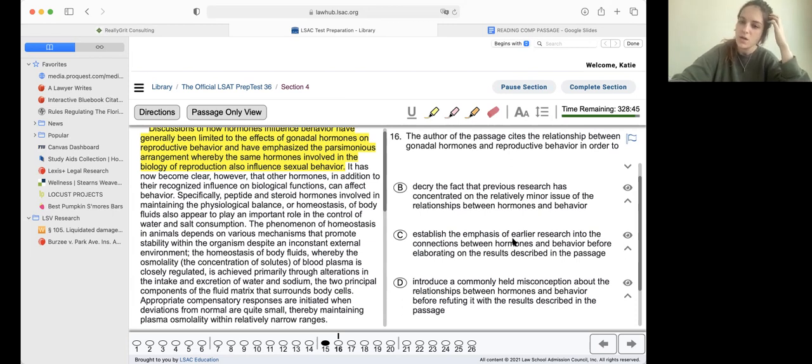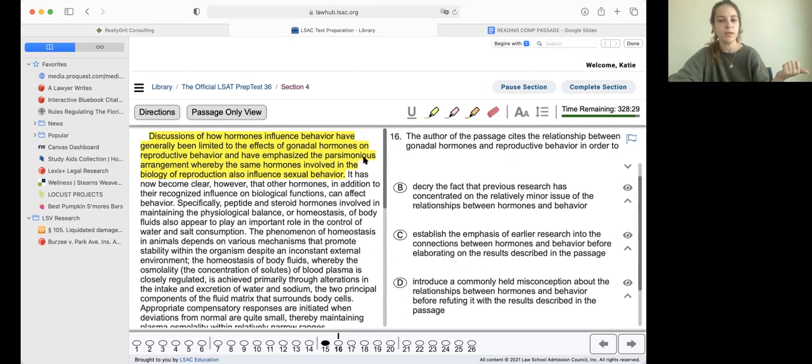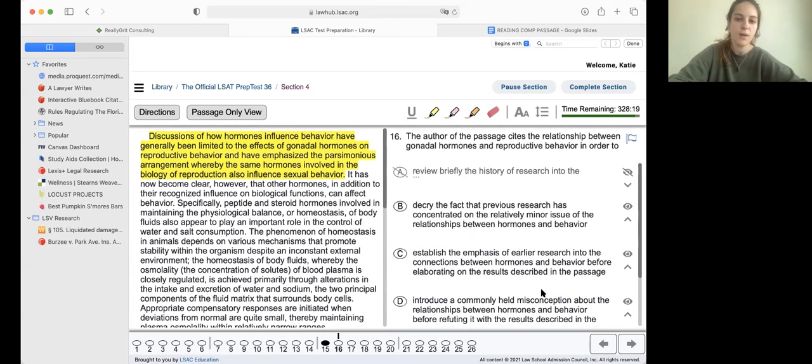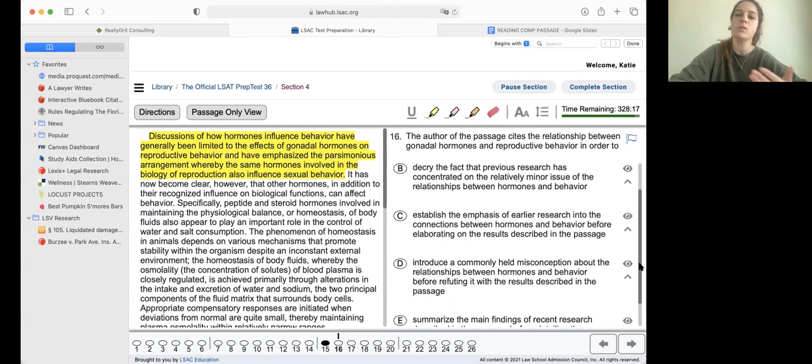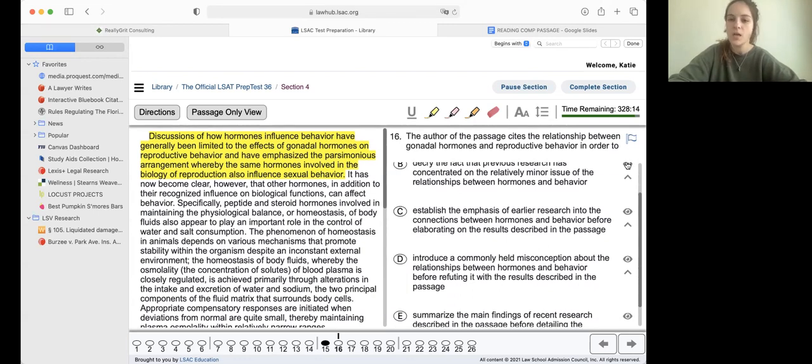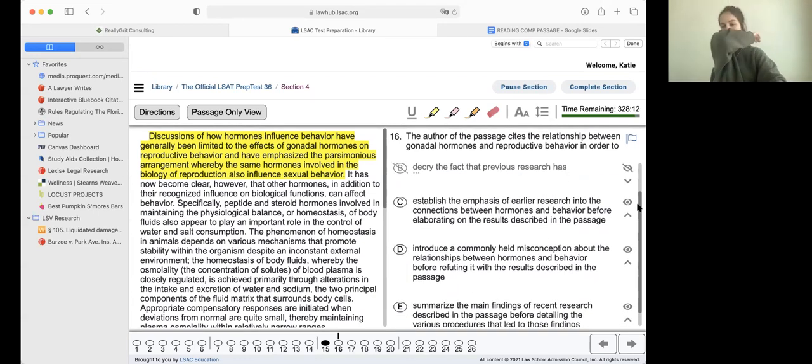Establish the emphasis on earlier research into the connections between hormones and behavior before elaborating on the results described in the passage. So just between B and C, C is stronger because it talks about the earlier research and the connections between the gonadal hormones and reproductive behavior. And then it's now going to elaborate on how that research has expanded to include peptide and steroid hormones with blood and water and thirst and all of that. So C instantly trumps B.